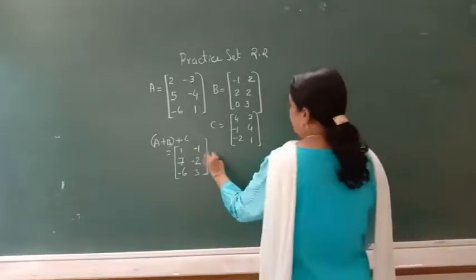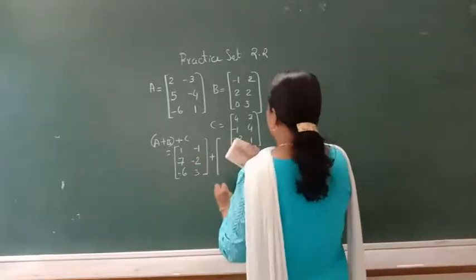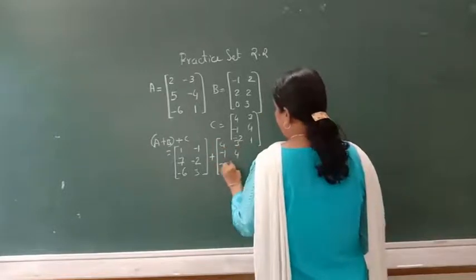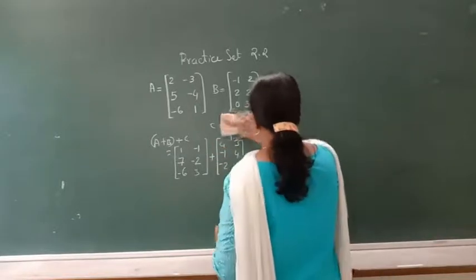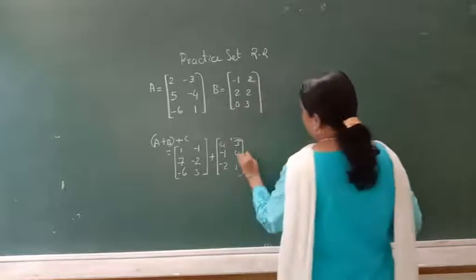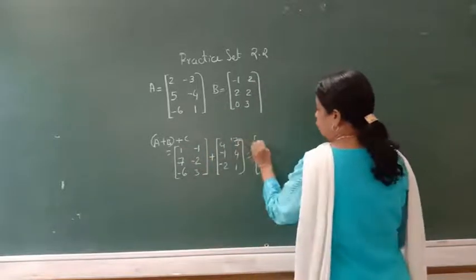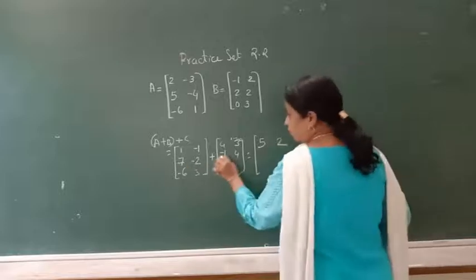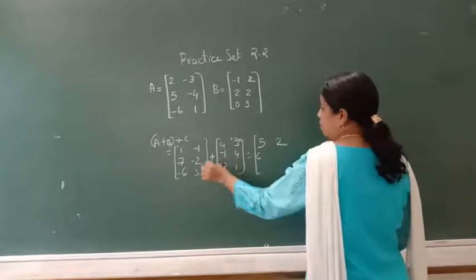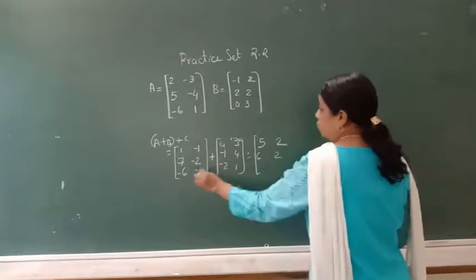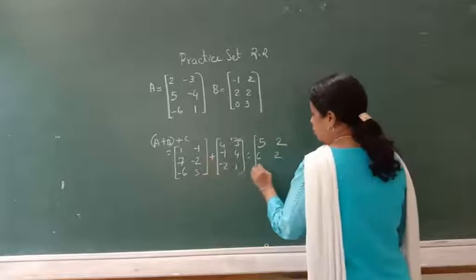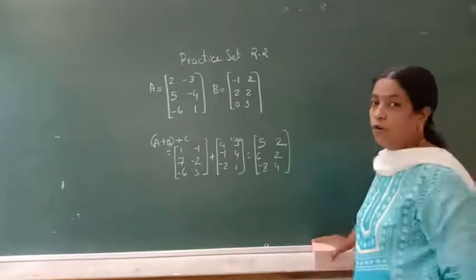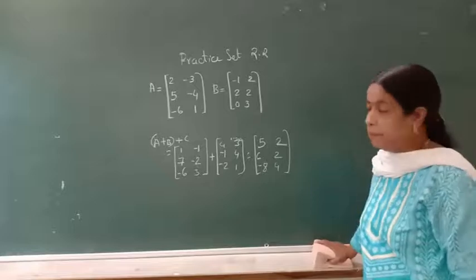Plus now we want to add C. C means this: [4, 3; -1, 4; -2, 1]. Now we add this C. 1 plus 4, 5. Minus 1 plus 3, 2. 7 plus minus 1 that is 6, minus 2 plus 4, 2, minus 6 plus minus 2, minus 8, 3 plus 1, 4. This is the value you have got of (A plus B) plus C.